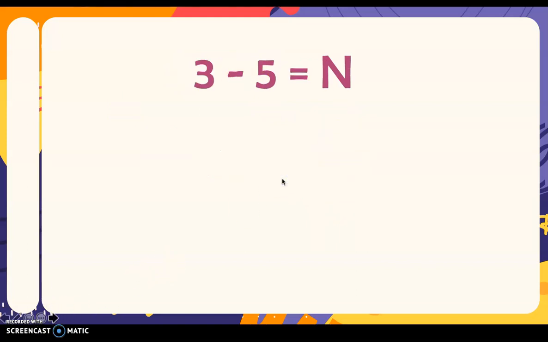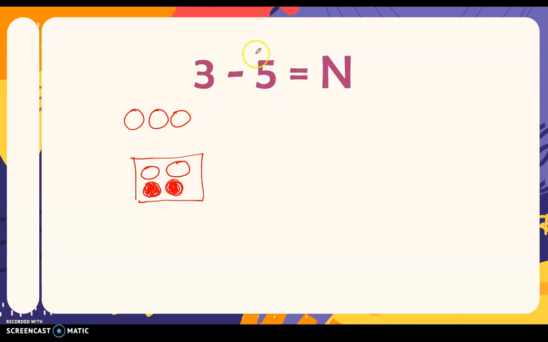Next, 3 minus 5 is equal to n. So we have 3 positive chips. Then we are going to take away, or cancel out, 5 positive chips. But we only have 3. So what we are going to do is add two zero pairs so that we can have another 2 positive, but there are 2 negative also. But this time, we can now cancel out 5 positive chips, so 1, 2, 3, 4, 5, and the remaining chips we have are 2 red chips, or negative 2. So again, 3 minus 5 is equal to negative 2.